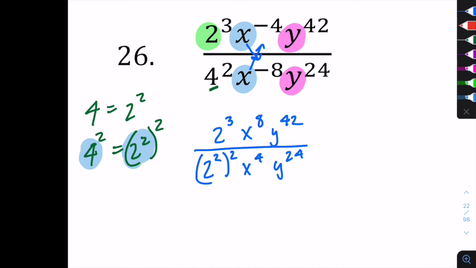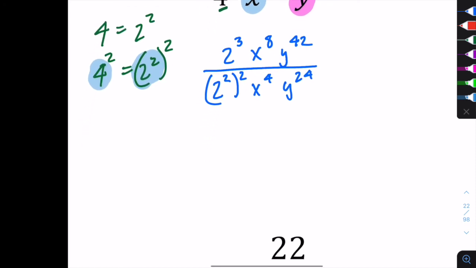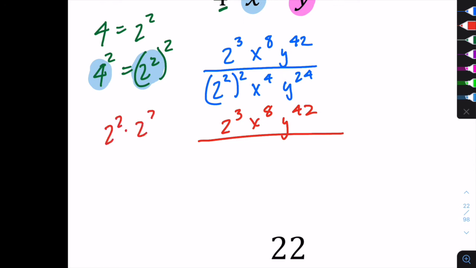We've got some variables with the same base. We got some same bases with different exponents. So let's just draw ourselves a fraction line here. 2 to the 3rd, x to the 8th, y to the 42nd, all in the numerator. Let's just handle this. Actually, I take it back. Let's just handle this 2 to the 2nd, 2 to the 2nd. What can we do with that again? Let's really write this out just so we're very clear on where this came from. That's going to be 2 to the 4th. That's 4 factors of 2. All right, let's copy down the rest. X to the 4th, y to the 24th.